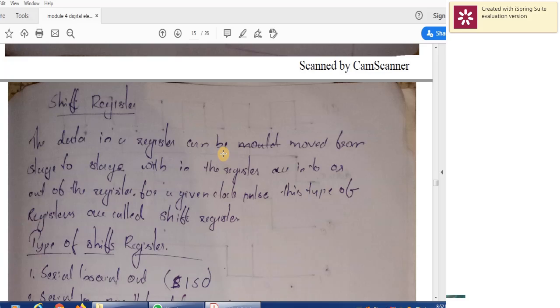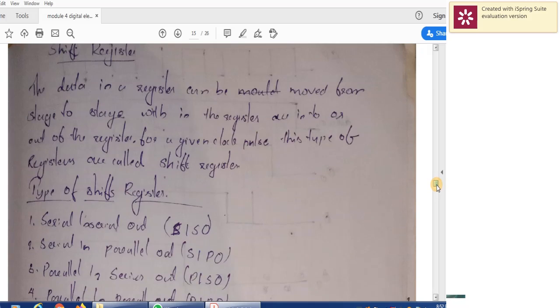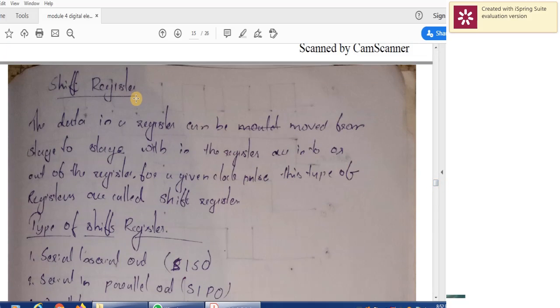Okay, good. So today's topic is shift register. Shift register is a very important topic. What is shift register?